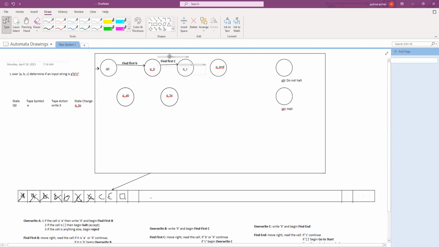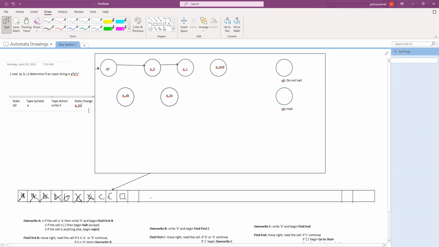These labels I have here were useful for when we were constructing the whole thing, but we don't need them right now. So our Turing machine looks like this. What are we going to possibly do in Q0? Well, there's going to be the operation of I've got an A there, so I'm going to write an X, and I'm going to find the first B. That's what I have here. I'm doing the overwrite A thing.